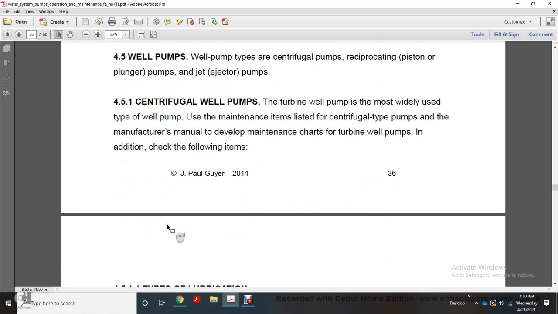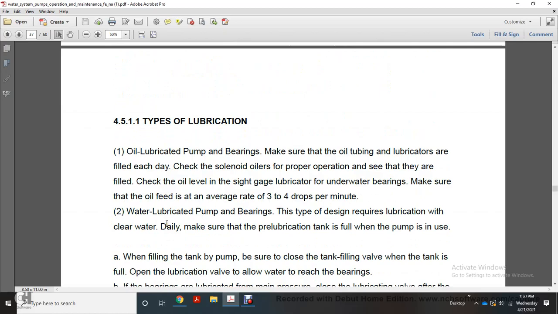In addition, check the following items: types of lubrication. Oil lubricated bearings: make sure that the oil lubricators are filled each day. Check the solenoid for proper operation. See that they are filled. Check the oil level in the side gauge, lubricator, and underwater bearing. Make sure they are oil filled at an average rate of 3 to 4 drops per minute.